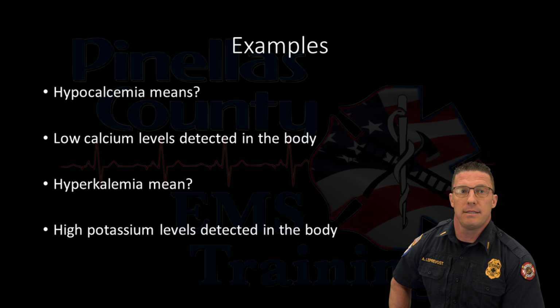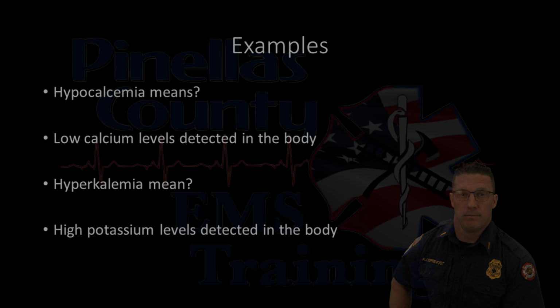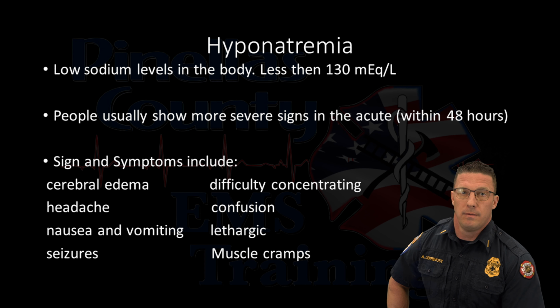Now that we have some of the basic terms and definitions down, let's dive into the four electrolytes that display on an ECG and some of the signs and symptoms of these abnormal values. Hyponatremia. I hope everyone's first thought was low sodium levels in the body, because this term is used when the sodium levels fall below 130 milliequivalents per liter. The acute phase, and possible reason we as EMS providers may be called, happens within the first 48 hours.